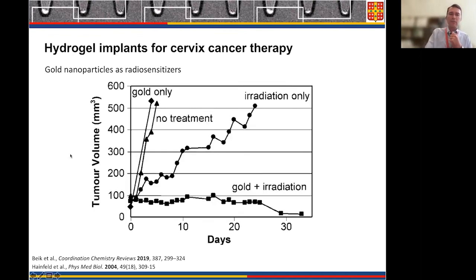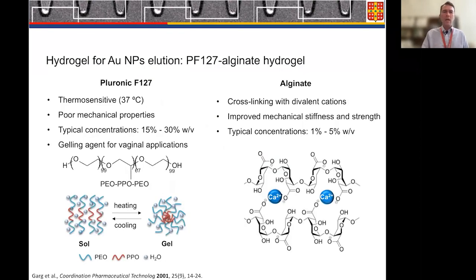So this is a study that was performed by Hainfeld et al. in 2004 that demonstrated the impact of gold nanoparticles coupled with radiation on the capacity to control tumor volumes. So for this application, we use a mixture of pluronic and alginate. So pluronic is a synthetic material, and alginate is a natural hydrogel that comes from seaweeds.